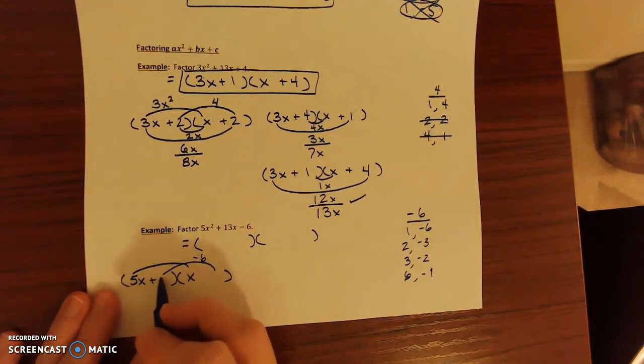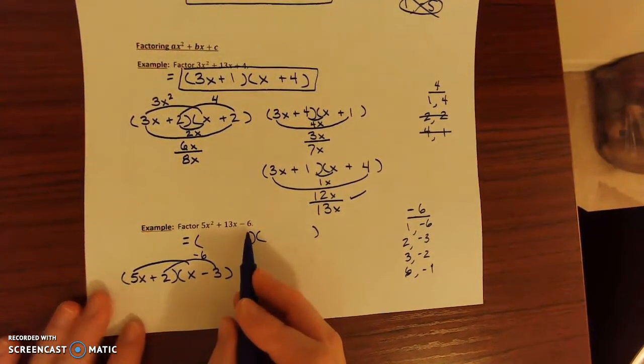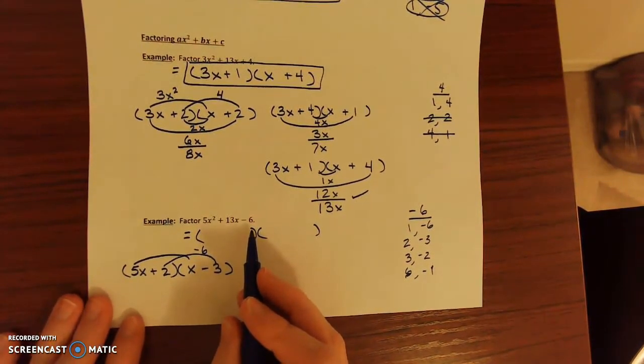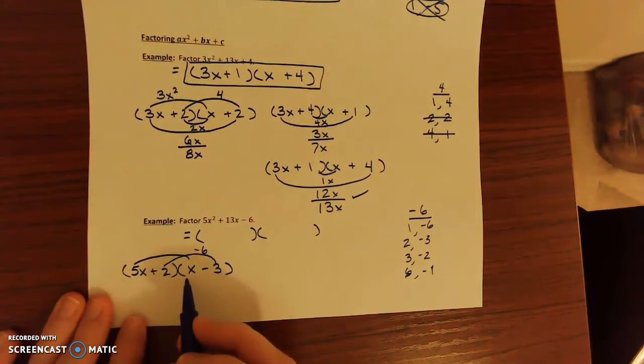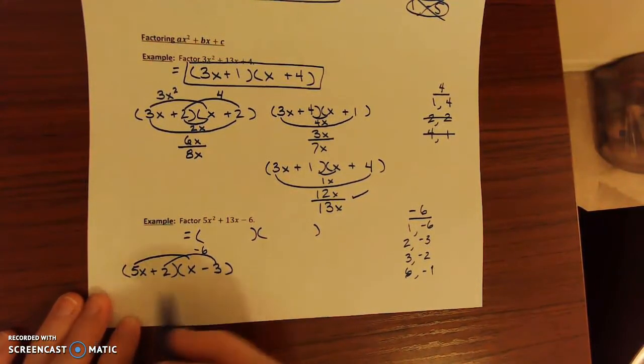Okay, so we'll start with plus 2 minus 3, right? Again, the signs need to be different to get that constant of negative 6. First times first checks out and last times last checks out because that's where we came up with these numbers.